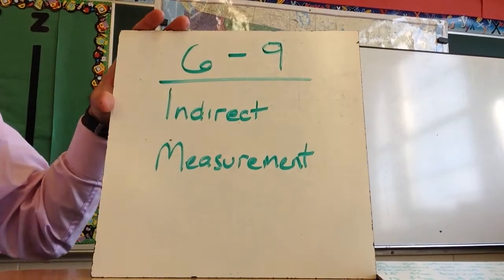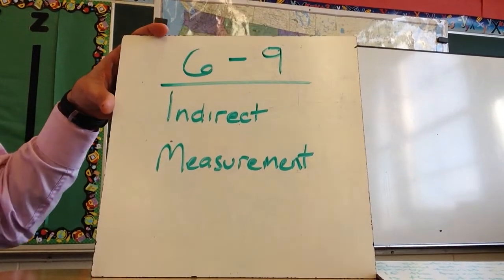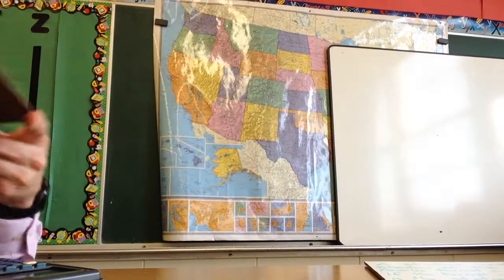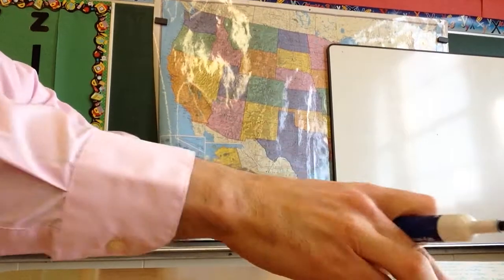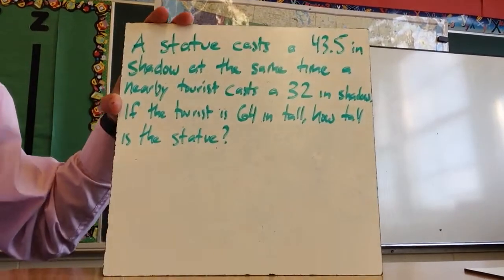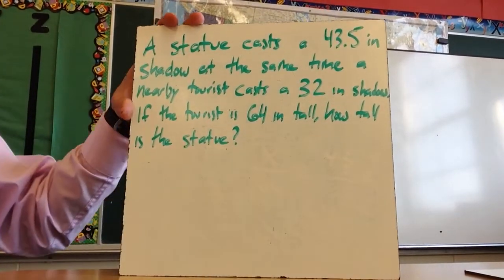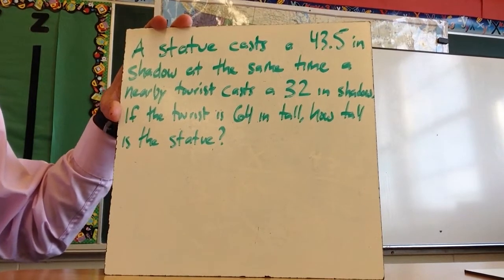This video will discuss Chapter 6.9, Indirect Measurement. So what we are going to work on first is this idea of similar triangles and how we can use them to find a missing measure.